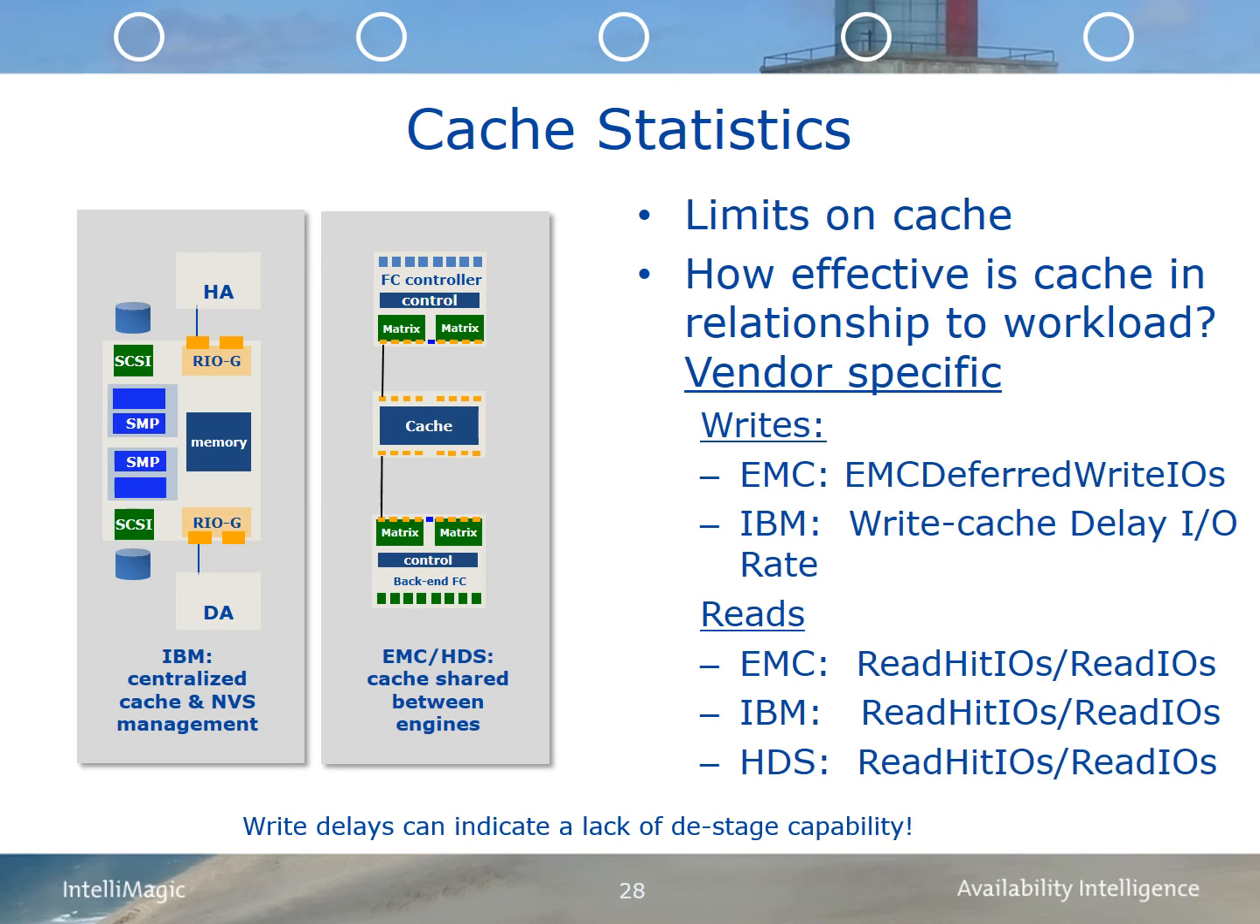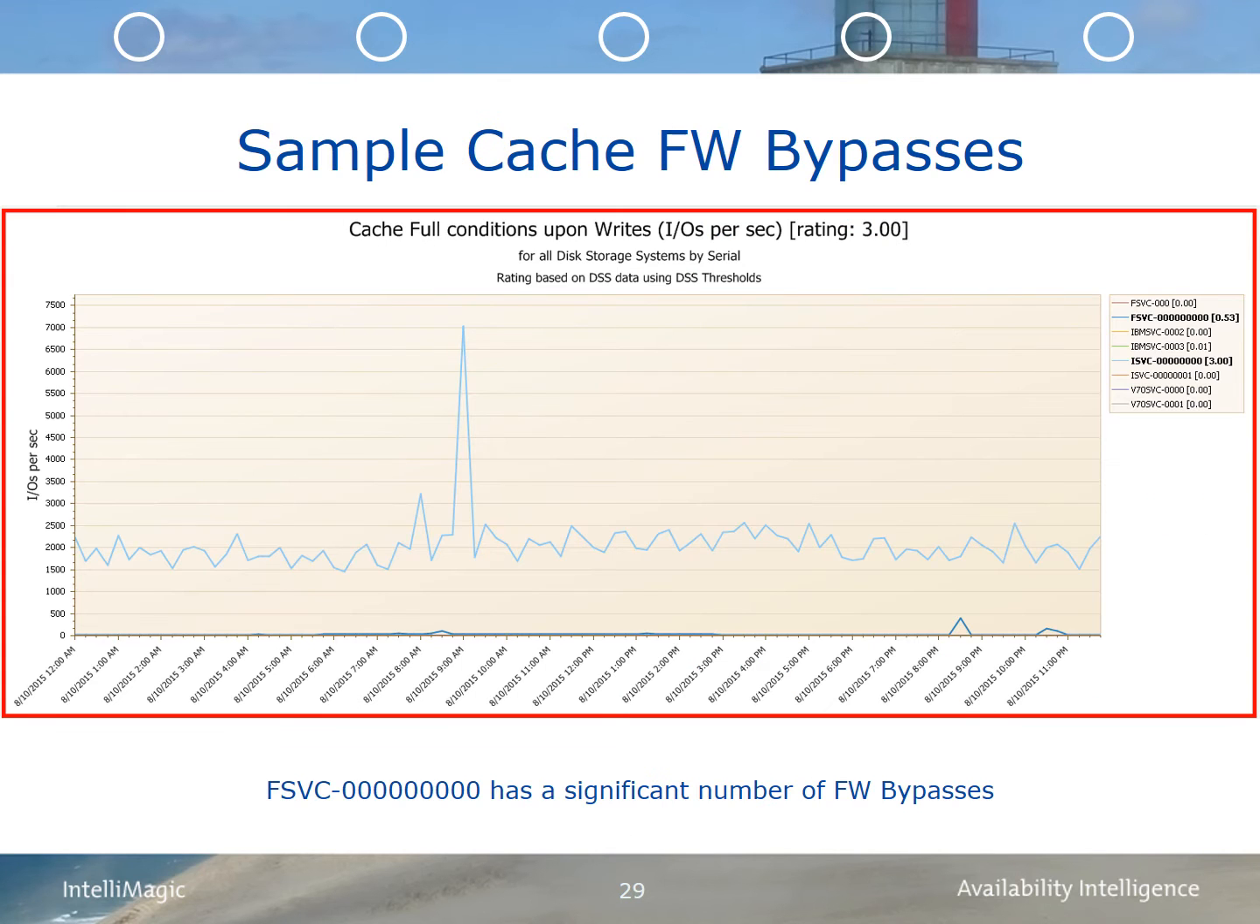For the read effectiveness, we'd want to look at things like the read hit IOs per second over the read IOs, which gives you a read cache hit perspective. And that's a similar statistic available for all of the major platforms. In this case, we're going to look at the cache fast write bypasses or cache fast write delays, depending on the type of system. In this case, it is a fast write bypass, and these are for SVC systems. So what it means is writes do not hit the SVC cache, they go directly to the backend storage. If this was a storage controller, the writes would bypass the cache and go directly to the actual disks.